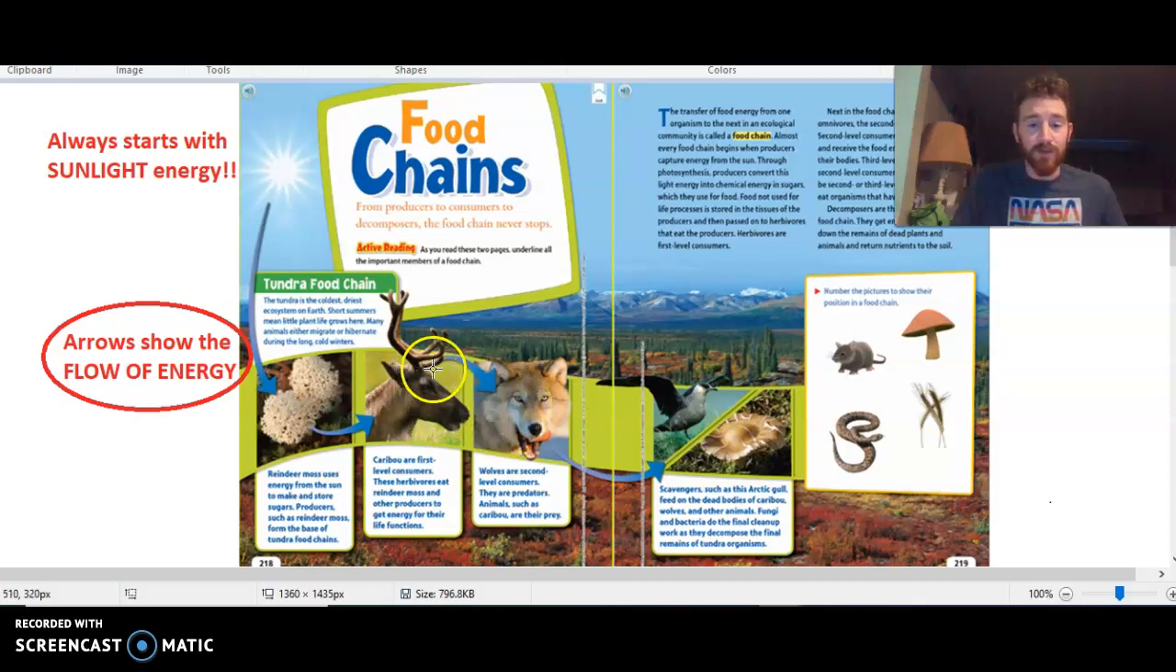And again, the energy goes from the caribou to the wolf. So again, notice that arrow is showing where the energy goes. And again, big thing, always starts with the sun, and that energy goes through the ecosystem. So again, this whole lesson is about how energy moves through ecosystems. It gets stored up in the plant, gets eaten by the caribou, gets stored up in the caribou, like in its muscles and things. And then if it gets eaten by a wolf, it goes to the wolf.